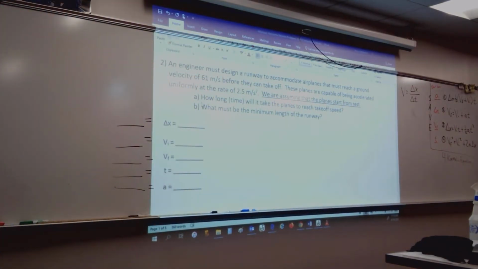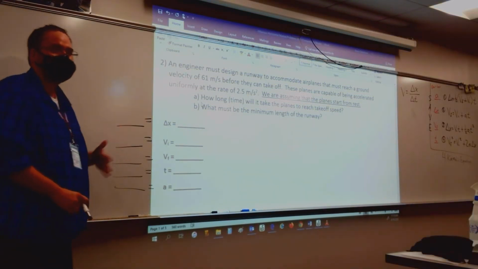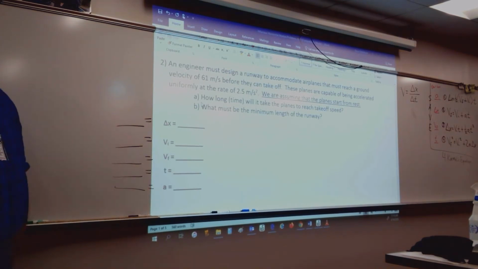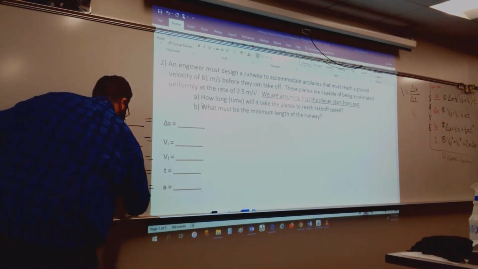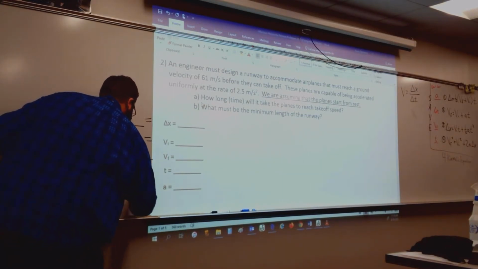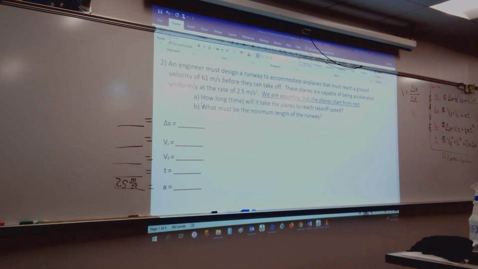First, make sure everything is in meters and meters per second squared, which it appears everything is. Now we want to start writing down things that we know. What are some things the problem is telling us? It can accelerate at 2.5 meters per second squared. So you'd want to fill that in your A part. Once again, I'm only doing this for the online video. What else do we know?